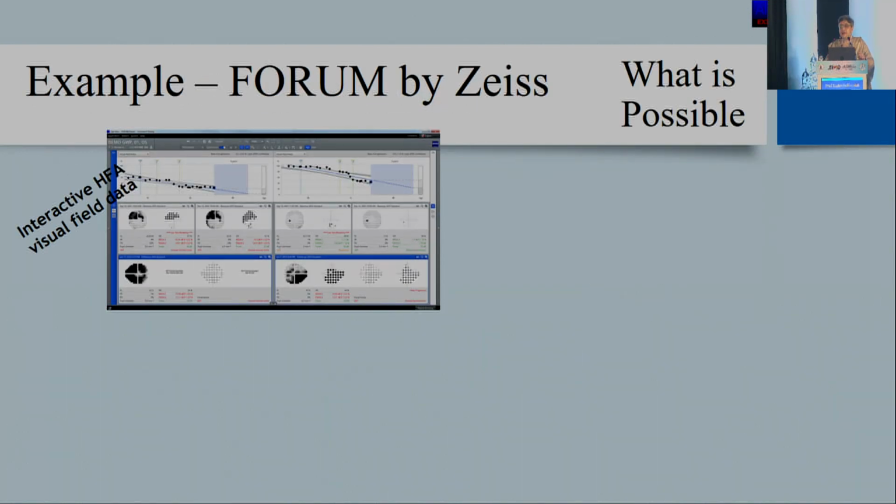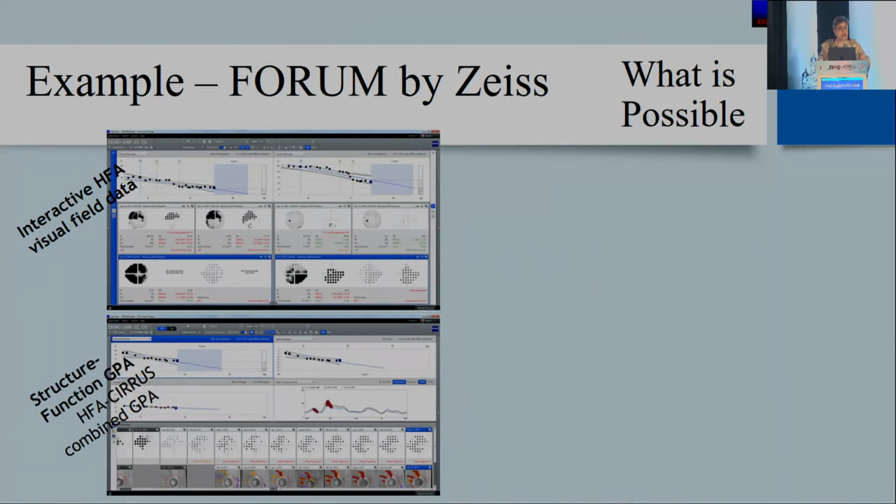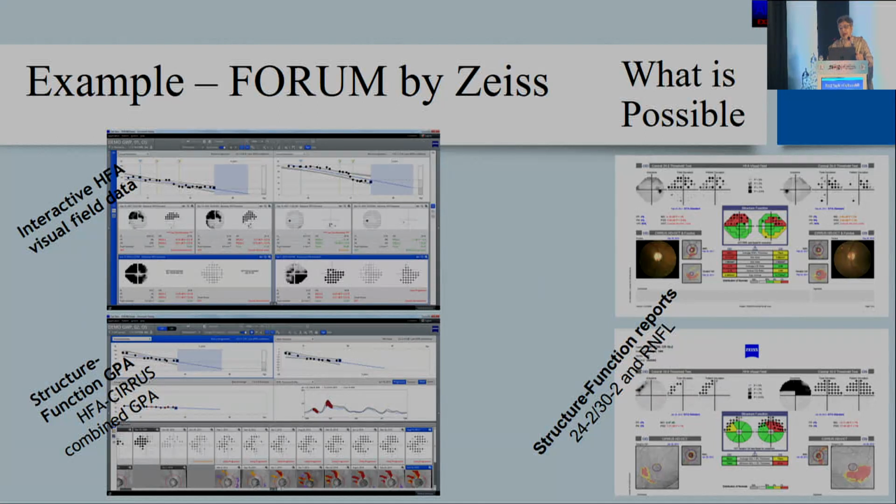An example is the Forum, which is what we have, by Zeiss. You can have interactive visual field data on one machine. You can have many, many fields which you can alter. If you think that some fields are not good, you can take them off the grid. If you think that an intervention has been done, you can reset baseline, so you can do a lot of things. You can do structure and function GPA by the Cirrus OCT and the visual field, the Humphrey analyzer. And you have structure and function reports, which include 24-2 as well as 30-2.